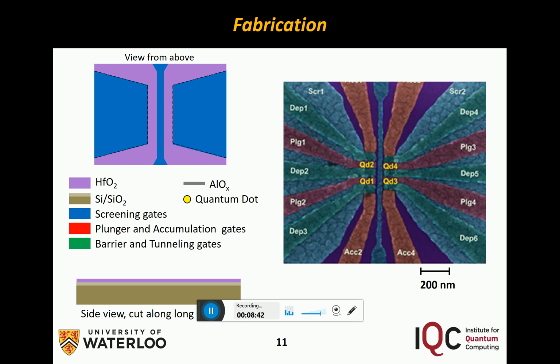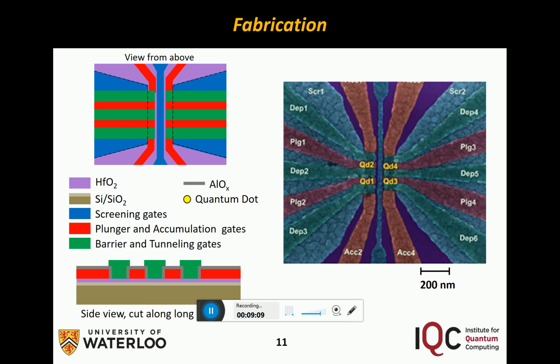The purpose of this screening isolation gate, I should say, is to prevent any accumulation of electrons underneath it. That way, it restricts the accumulation of electrons along this long and narrow channel, and that's where we will form our double dot. Next, we deposit the accumulation and plunger gates shown in red, and then the barrier and tunnel gates shown in green. At this point, we can form a 2DEG underneath the accumulation gates and double dots underneath the plunger gates. So these are all the steps for the fabrication.